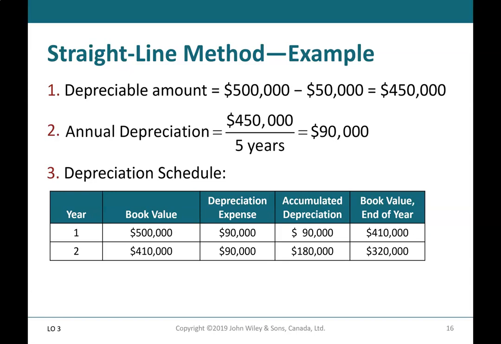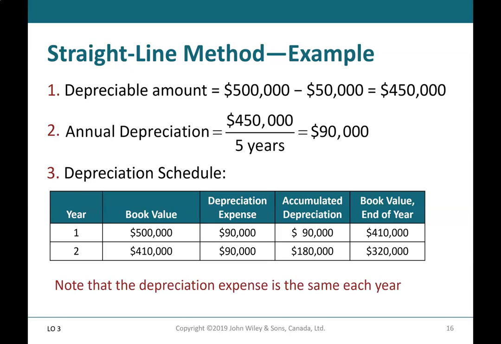Year 2, book value is 410,000, the depreciation expense is 90,000, the accumulated depreciation is 180,000, and the book value at the end of the year is 320,000. Note that the depreciation expense is the same each year.